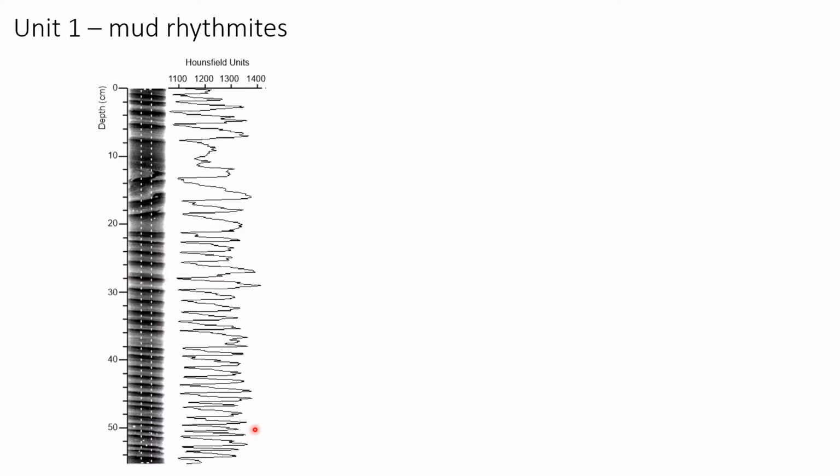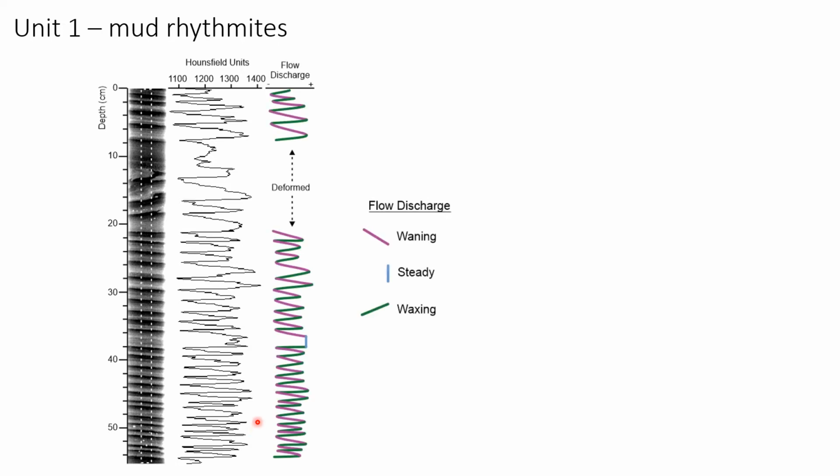Okay, so this is the same CT scan image from the previous slide, and what it shows is the full core HU profile. Adjacent to the HU profile is an interpretive flow discharge curve. What these two curves show is that each of the beds is characterized by an upward increase in HU, which corresponds to a waxing or increasing period of meltwater discharge, followed by a subsequent decrease in HU, which corresponds to the waning or decreasing period in meltwater discharge.